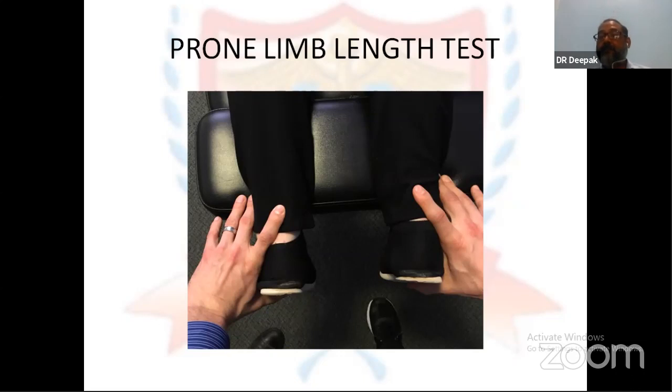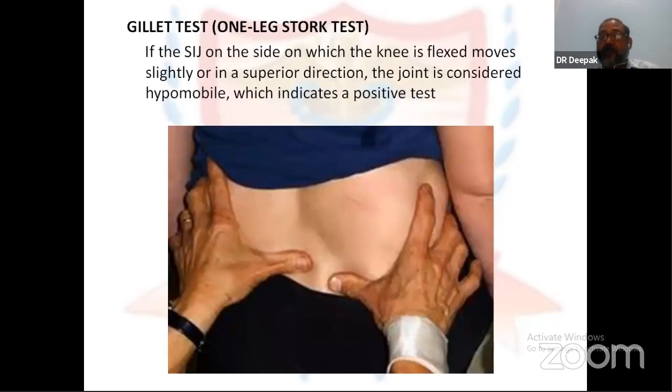Then next is the prone limb test. The patient is in prone position and we identify the leg length by markers like the heel and medial malleolus of both legs, with shoes off or on. If the limb length discrepancy is small, 1 or 2 centimeters, then maybe SI joint dysfunction is present.